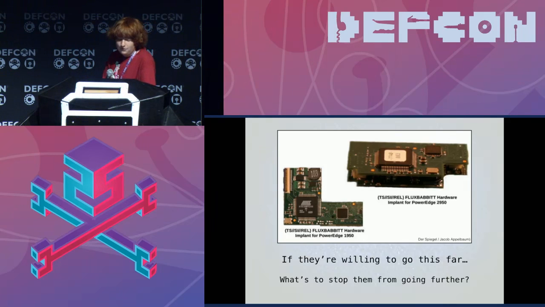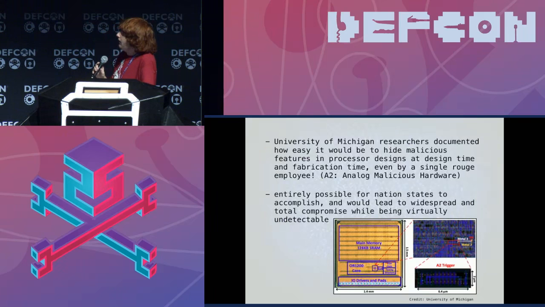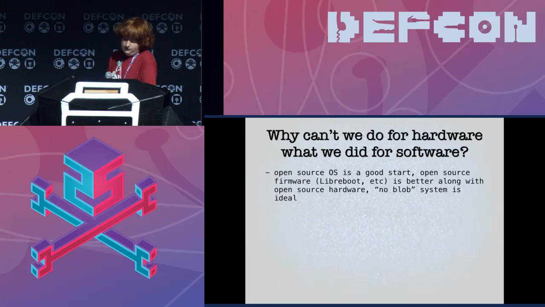So you may think, oh, it's too hard. Well, it's not. University of Michigan, in their paper A2 Analog Malicious Hardware, have documented that it is all too easy for a single employee to backdoor a chip at the fabrication center. So there's a slide from them talking about their A2 trigger that causes all sorts of security concerns if implanted. There's some great articles on that in their white paper if you're interested more. So I believe it's entirely possible for nation states to accomplish. It would lead to widespread total compromise while being virtually undetectable. If you can't trust the manufacturer, what are you going to do?